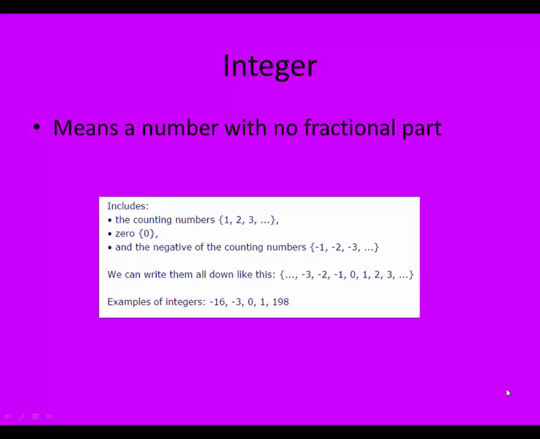I cannot remember if we went over an integer, but if you already have integer in your math vocabulary notebook, it means a number with no fractional part. It was also covered in the videos that you watched at the beginning of this week, so you should have those notes in your notebook. An integer includes the counting numbers, so 1, 2, 3, 4 are all integers, 0, and the negatives of counting numbers, so -1, -2, -3. So positive and negative numbers are integers.